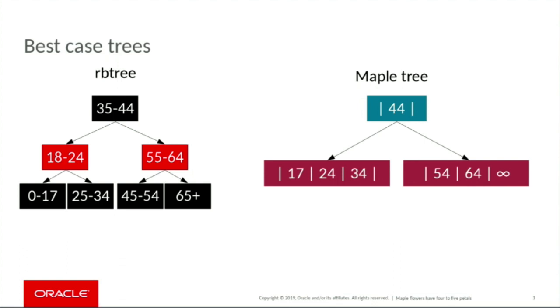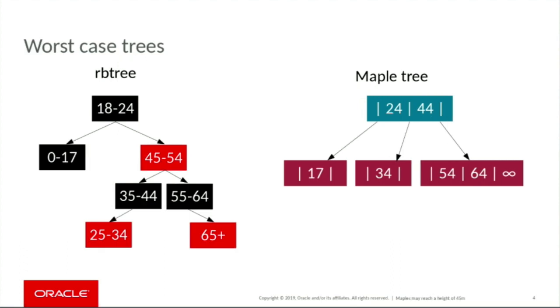And so for our first example, 21, we look at our pivot, 44. We say, well, we're less than 44. So we move to the left. And then we scan through, are we less than 17? No. Are we less than 24? Yes. So we've moved through two nodes, and we've found the answer we're looking for. Similarly for 48, we look at the 44 number. We move to the right. And we see, oh, we're less than 54. OK, we found what we're looking for. So fairly similar. But those were best case trees.